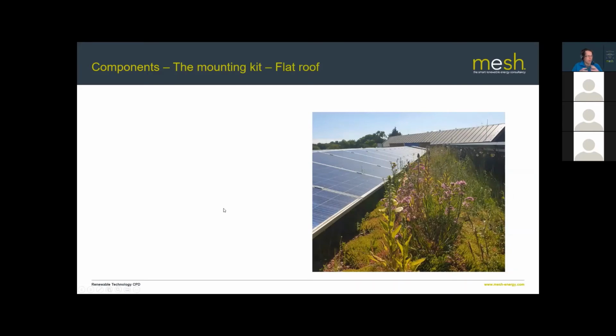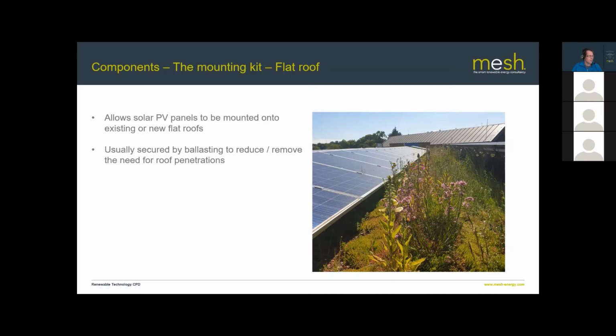We'll now look at some of the ways that the systems are actually physically mounted. So this is actually a green roof. This photo was provided by Bowder, who are one of the big green roofing manufacturers. But this photo shows how solar can be integrated into, say, a flat green roof. But actually, the mounting systems are pretty similar, whether it's a green roof or a conventional flat roof.